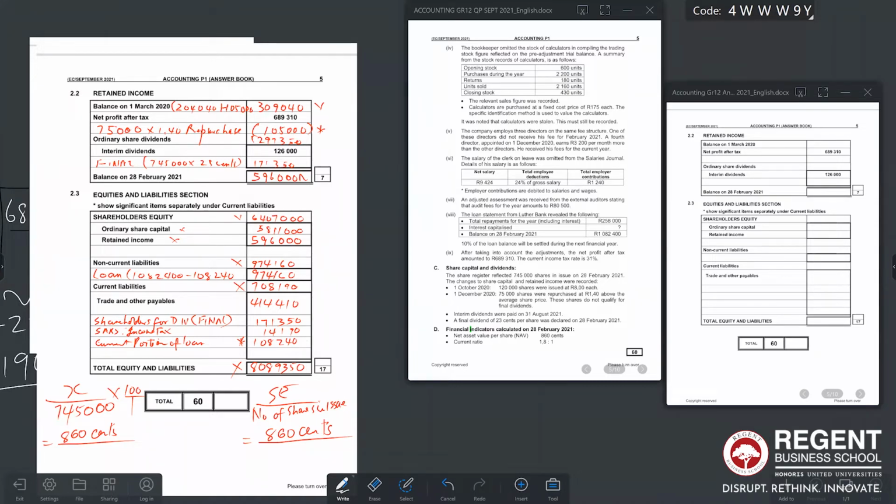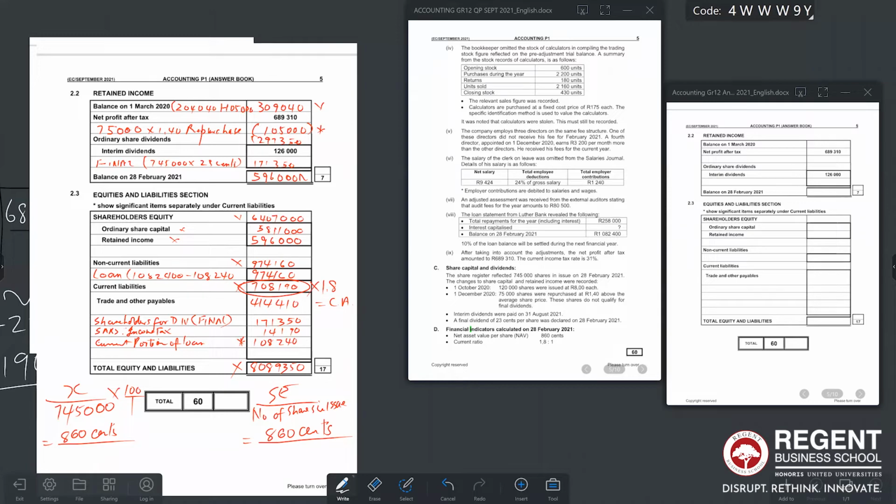1.8 times the 708. No, you got the wrong figure there. Well done to those of you that got 708,190. I will take my current liabilities and multiply it by 1.8, and that will equal my current assets figure. Now be prepared for something like that.